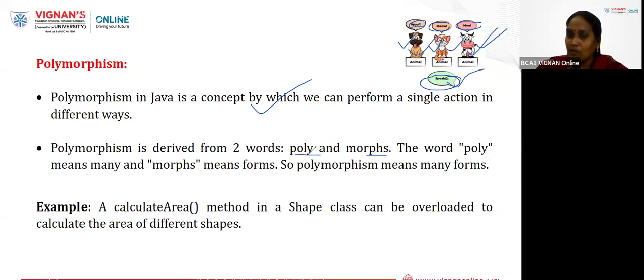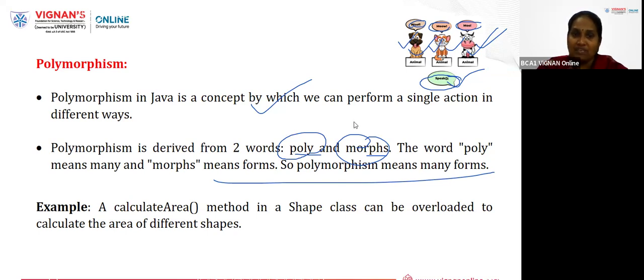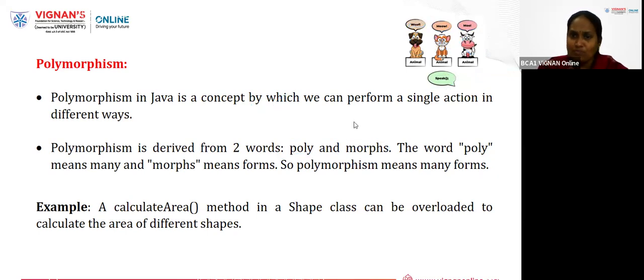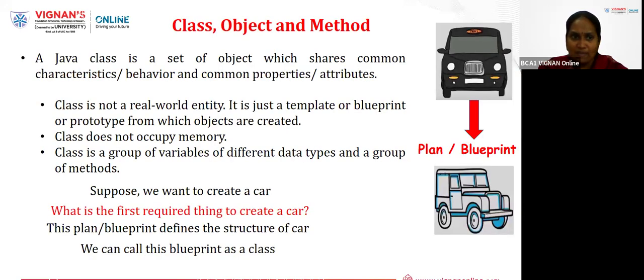Polymorphs. Poly means many, morphs means forms, many forms. One can be represented in many forms. That is called polymorphism, right? I hope that you understand the OOPS principles, right? Now, coming to class. What is a class?